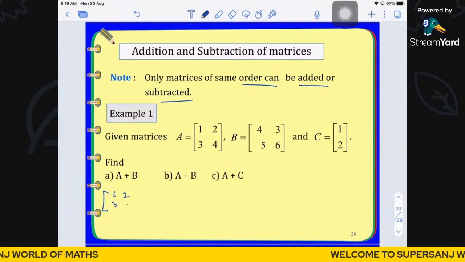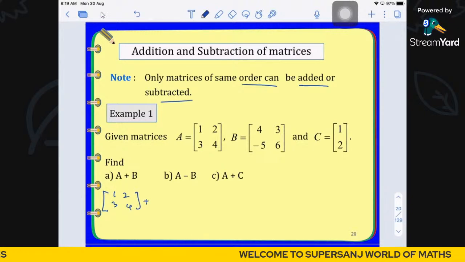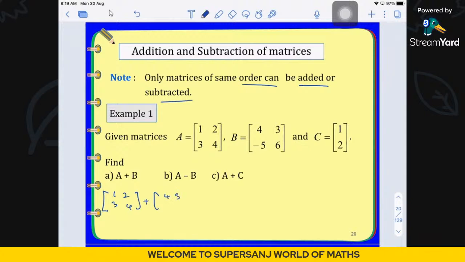Can you all see or not? Is it lagging very badly? Now you all can see, yeah.